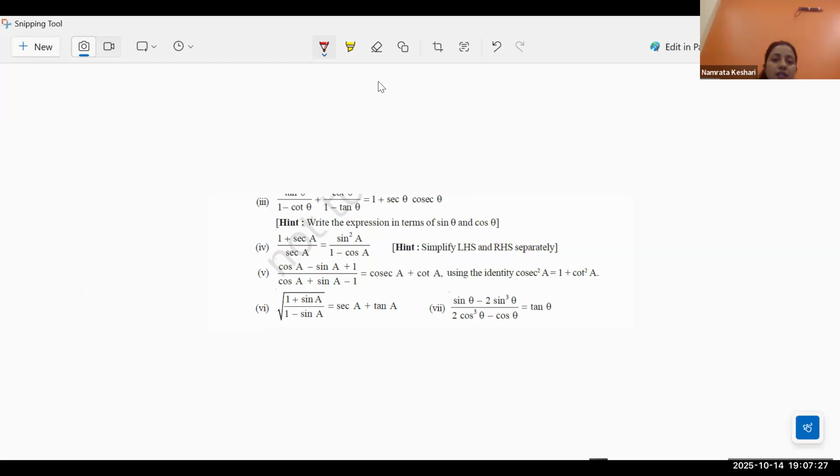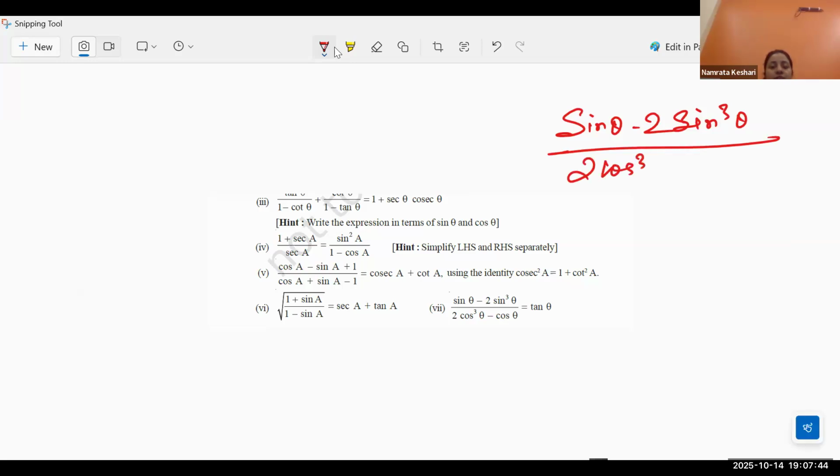Now let's do the next question. We are having question number 7: sine theta minus 2 sine cube theta over 2 cos cube theta minus cos theta. I told you that this is one of the questions where a specific trick is required, and I will not repeat the same sentence again in any of the questions over here. So just after looking at this question, are you feeling that we can take a common factor from the numerator and a common factor from the denominator? Yes or no?